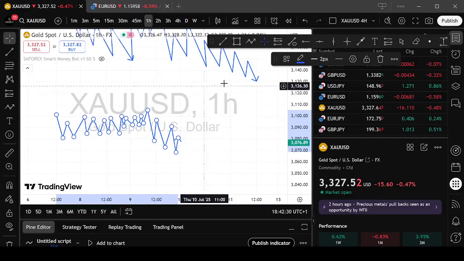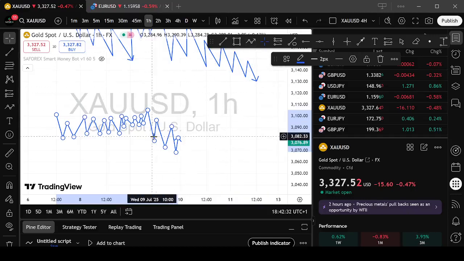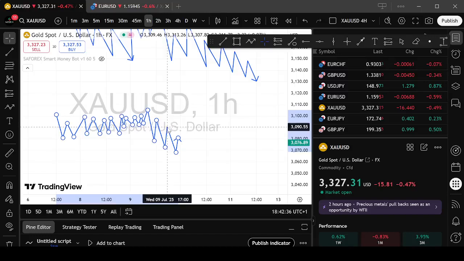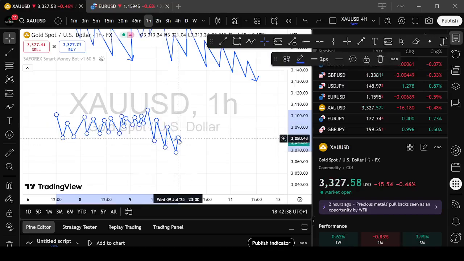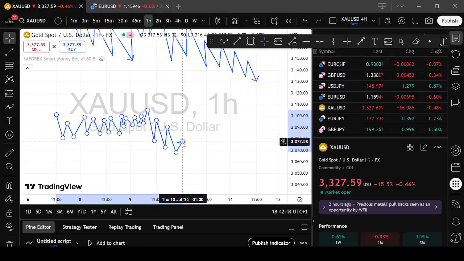After that, it creates this shift in market structure, which is also a change of character, and the market now does a break of structure. You wait for the retracement up, then you enter for a downtrend.